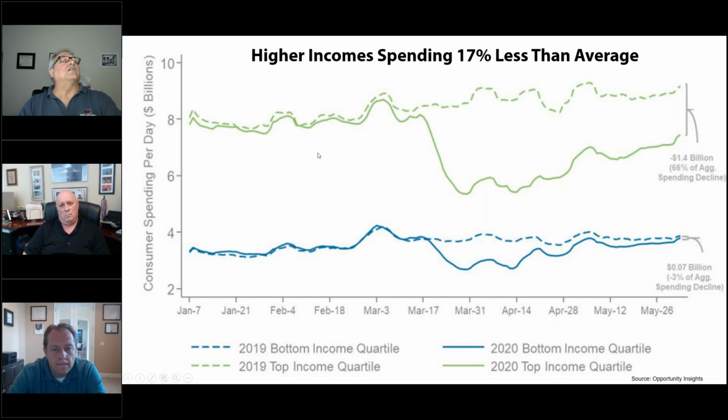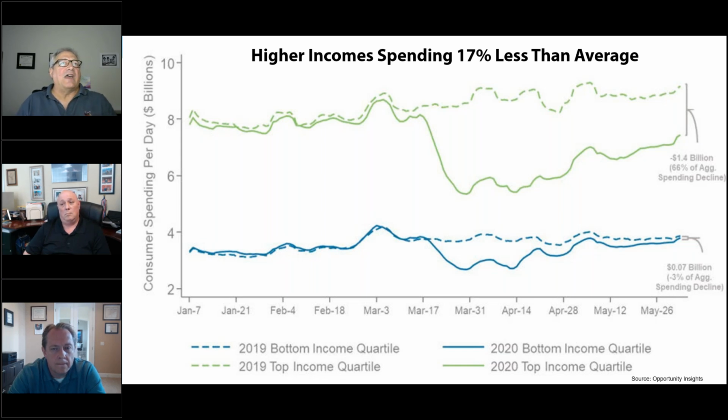Switching to the green curves here, we see the higher income folks, same kind of thing, tracking fairly well with what we saw up until mid-March, and then a huge, steep, big fat decline here. And gradually it's been moving northward a little bit, but still a big separation between where they were last year and where they are right now.